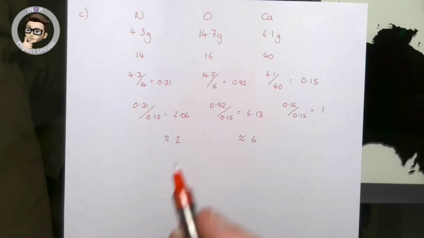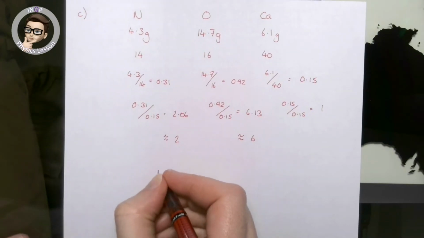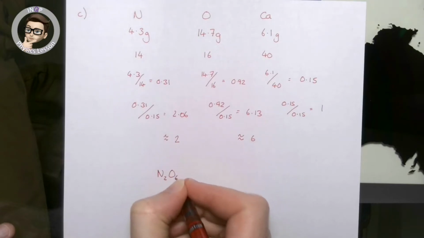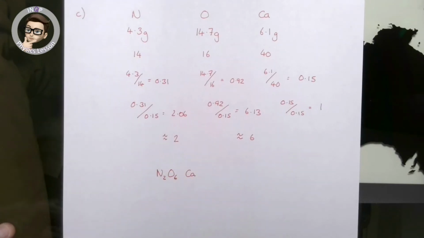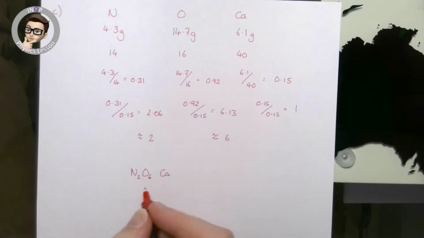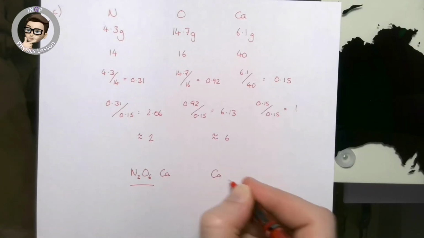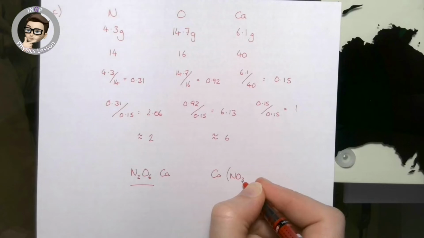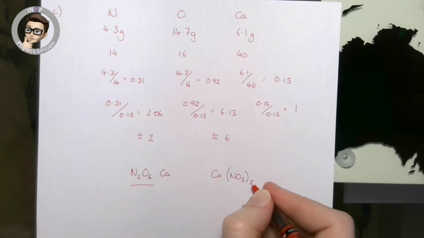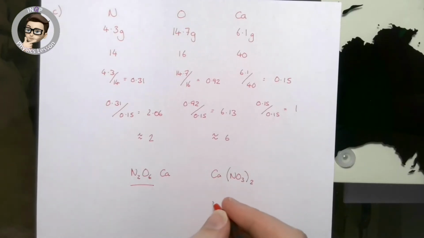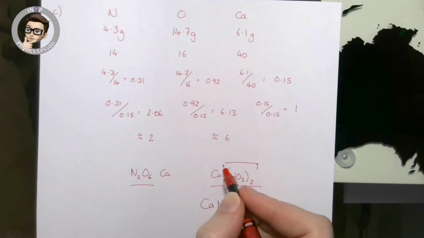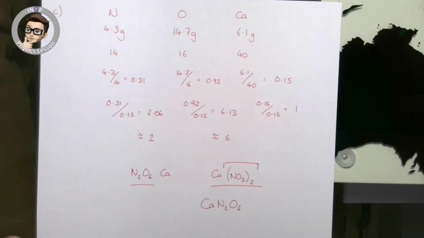So I've got 2 lots of N and 6 lots of O. So I've got N2O6Ca. Ooh, not very nice to read, but that's a nice ratio, isn't it? So I could say I've got Ca(NO3)2, where NO3 is a nitrate. To be honest, if you got to CaN2O6, I can't imagine you'd lose any marks. Obviously, this is the correct one because of the nitrate ion at the end.